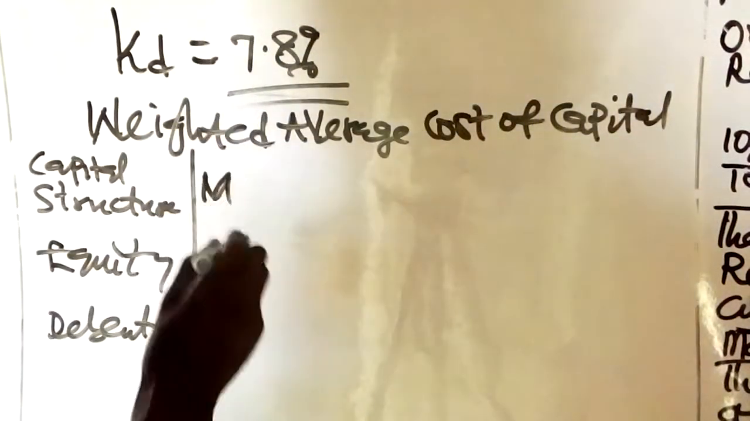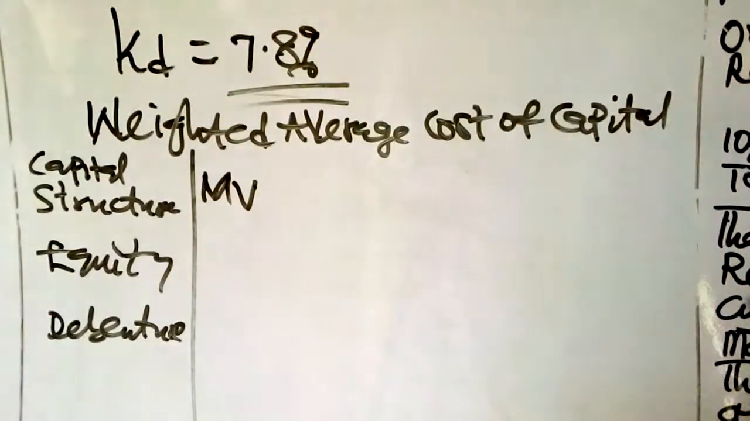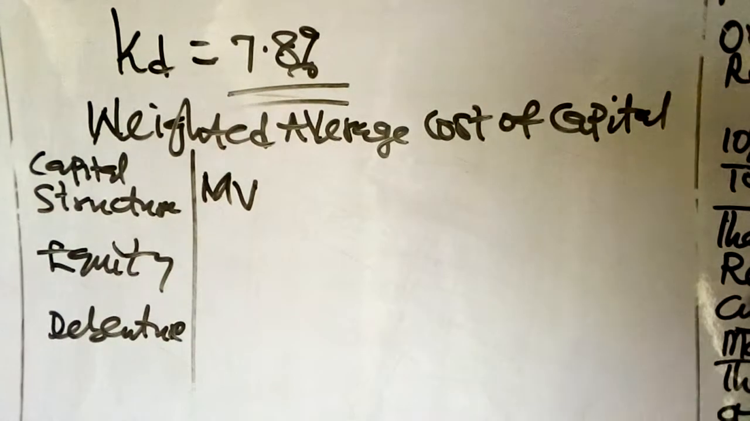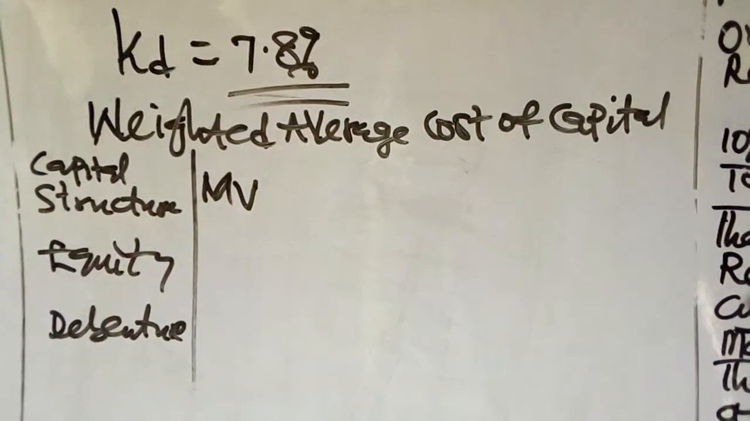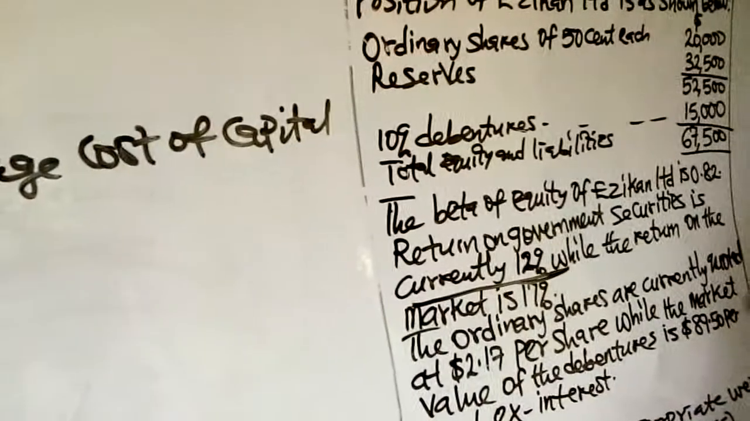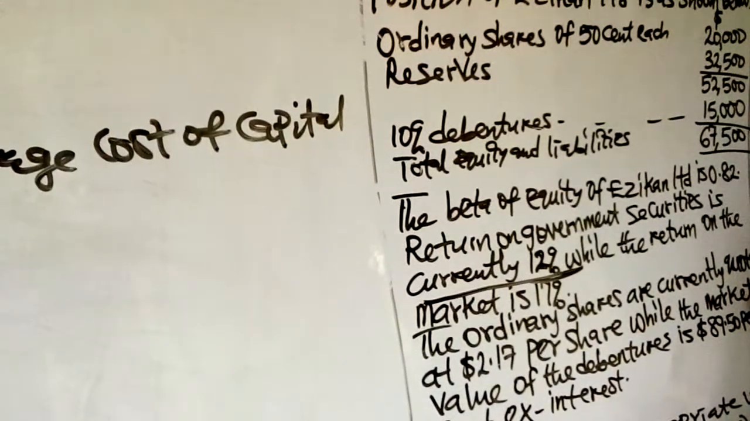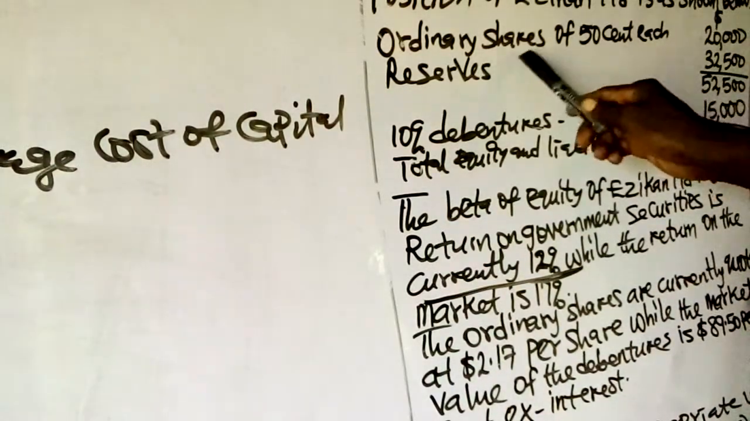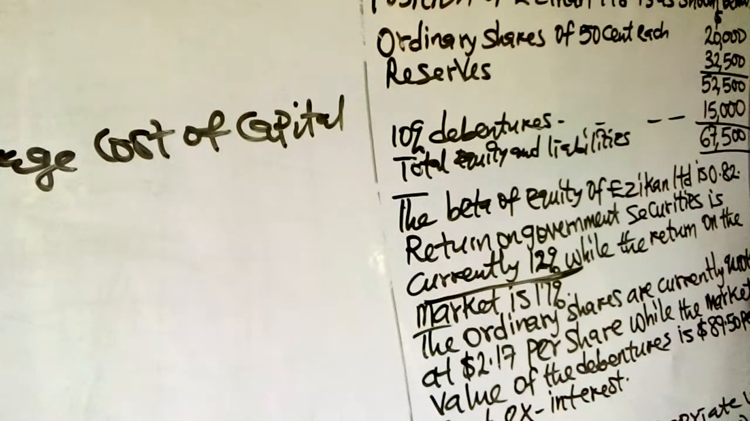The market value, you determine the market value. Now, let's determine the market value of equity and the market value of the debenture. Go by the question. How many equity shares do you have? The ordinary shares of 50 cents each is 20,000.